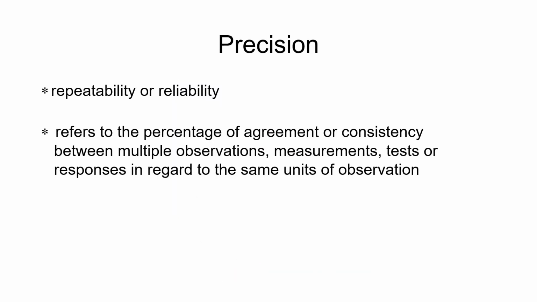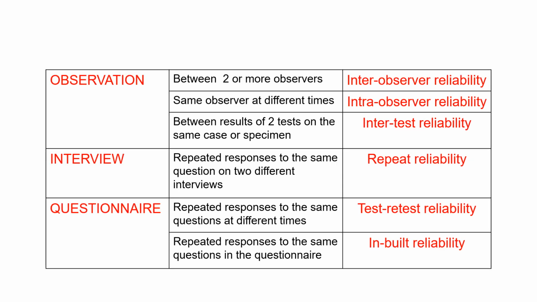Precision is synonymous to repeatability, reliability, or reproducibility. It is the degree to which the results obtained by a measurement and procedure can be replicated. It also refers to the percentage of agreement or consistency between multiple observations, measurements, tests, or responses in regard to the same units of observation. With reference to the type of data collection method, these are the types of reliability.